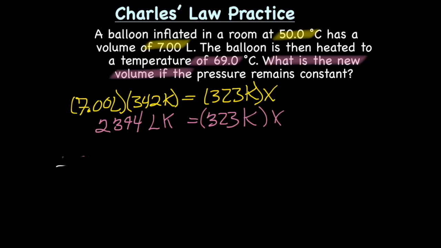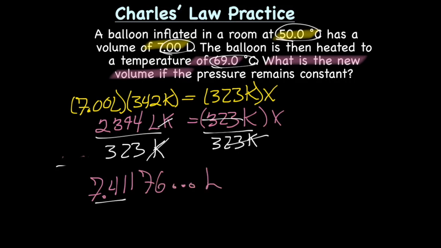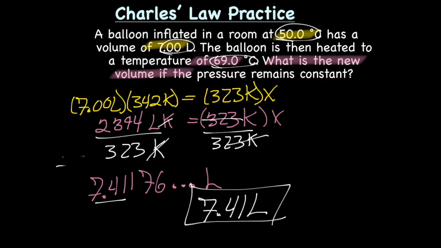Now, how do we get the X by itself? We'll divide both sides by 323 K. So our K's cancel out, we're left with liters, and when we divide, we get 7.41176 and so forth liters. So our final answer is 7.41 liters.